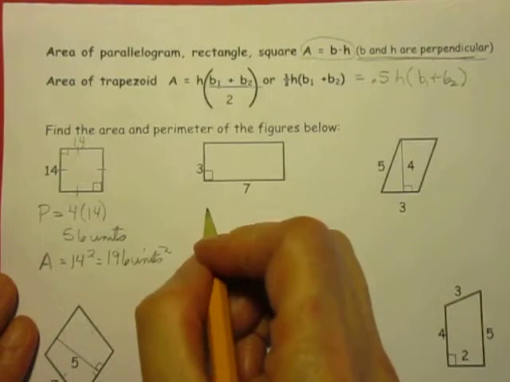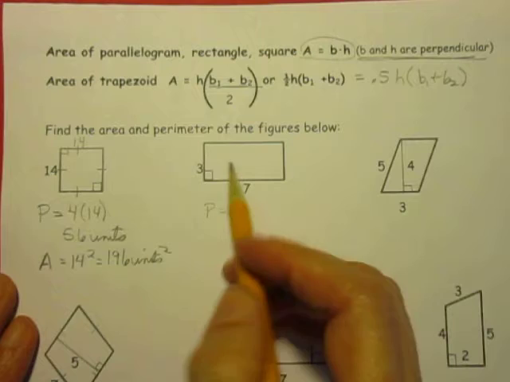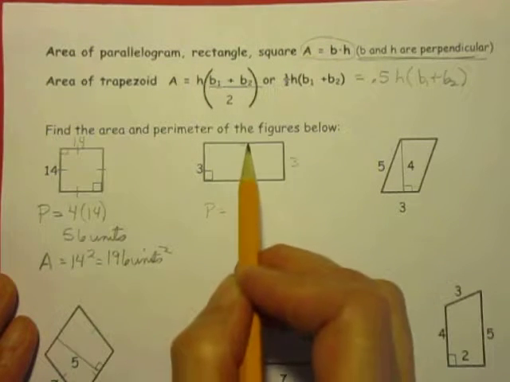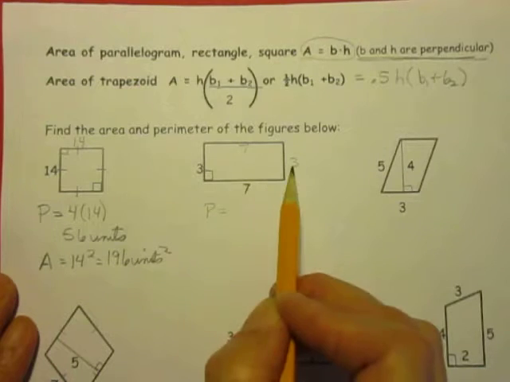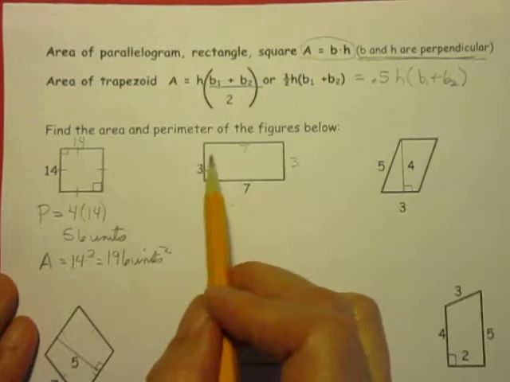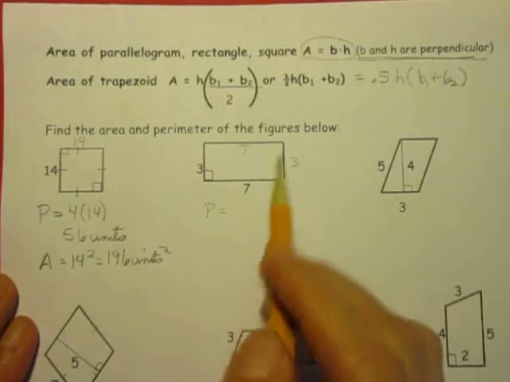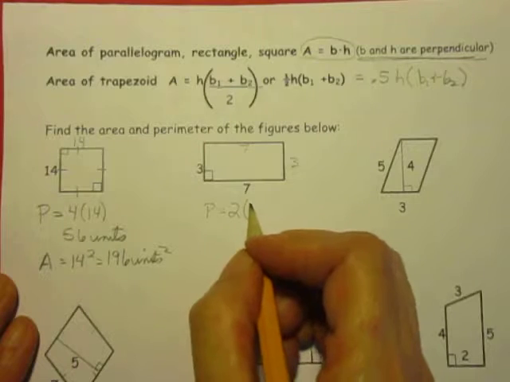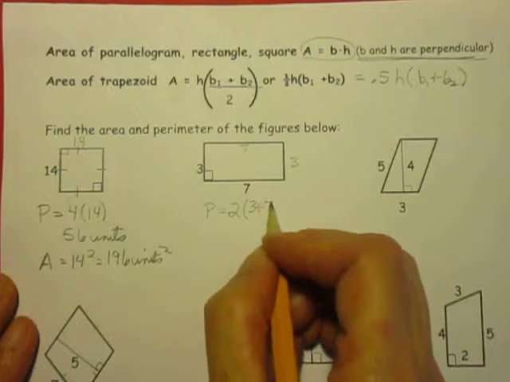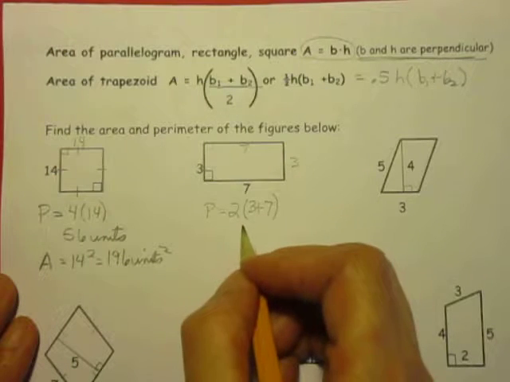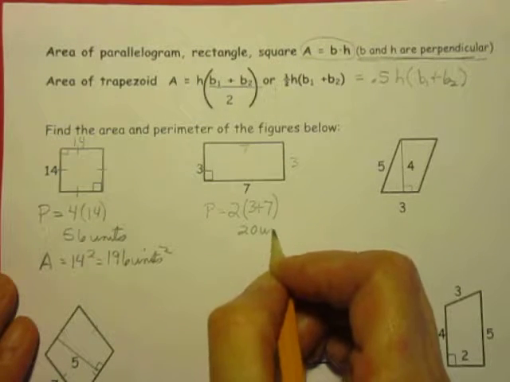Okay, so this one we've got a perimeter. You could go about saying opposite sides are equal to each other, so I'd know that these are both 3 and both of these are 7, and then I could just add them up, 3 plus 7 plus 3 plus 7, or I can recognize that I have 2 of each, so I can say 2 times the sum 3 plus 7. 3 plus 7 gives me 10, and when I double that I'd end up with 20 units.